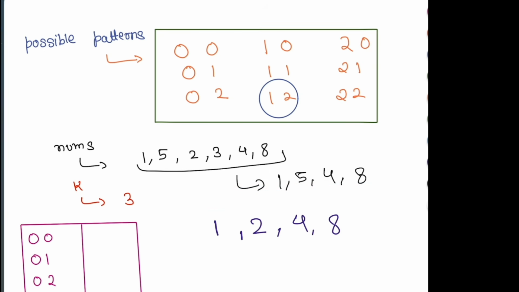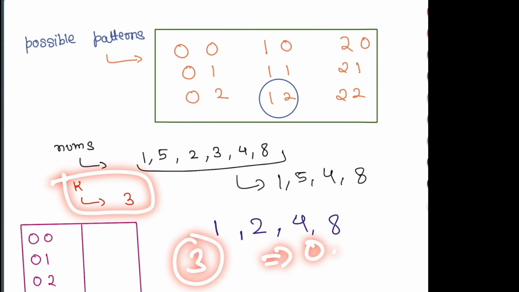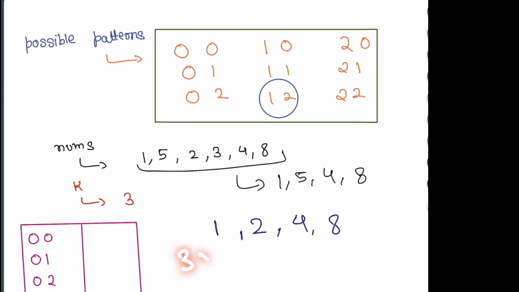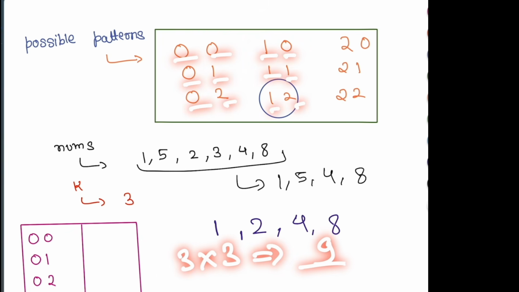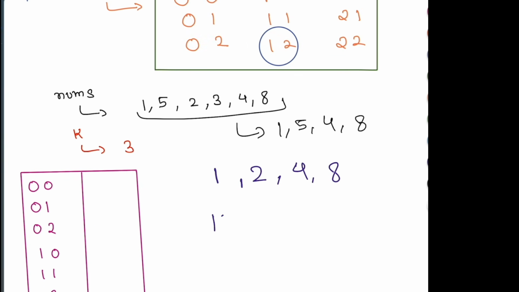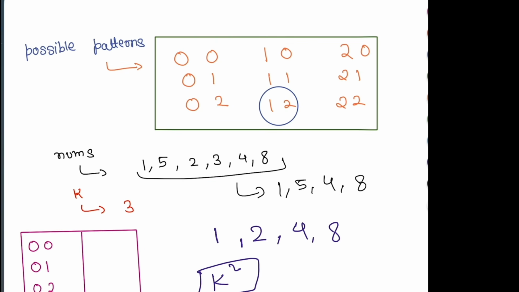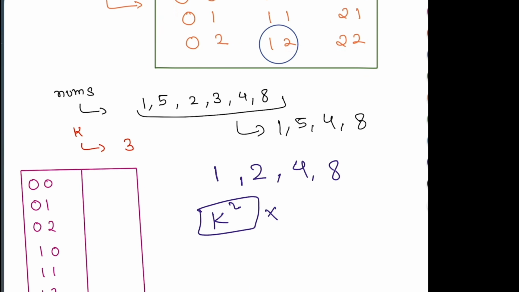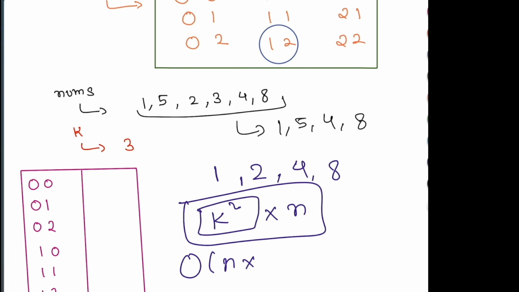So from here we can say that if the value of k is 3, there are total 3 possible mod values 0, 1, 2, right? And the possible number of patterns are going to be 3 multiplied by 3, which is 9. That is 0,0; 0,1; 0,2; 1,0; 1,1; 1,2; 2,0; 2,1; 2,2. So what we have as of now as an algorithm is k square because we need to work for each of the patterns, right? K square multiplied by n. N is the number of elements in my array. So my algorithm as of now is n multiplied by k square.